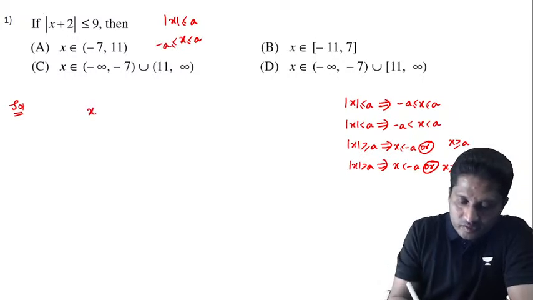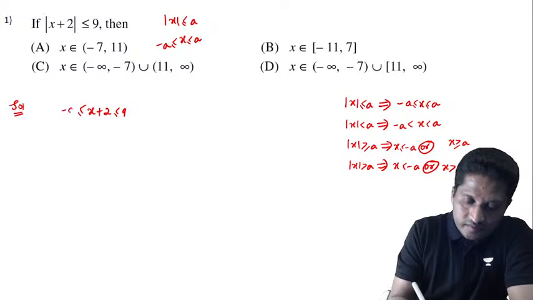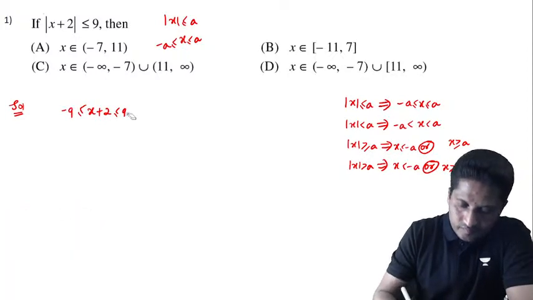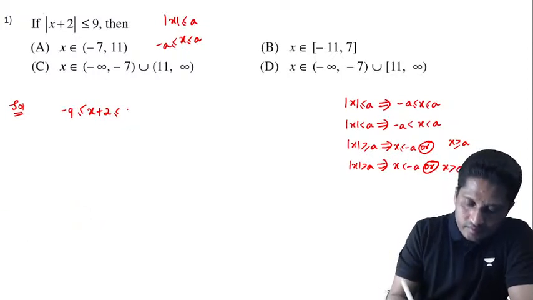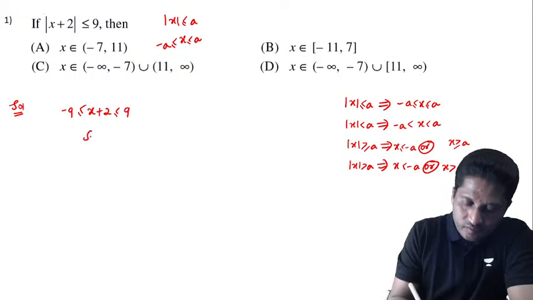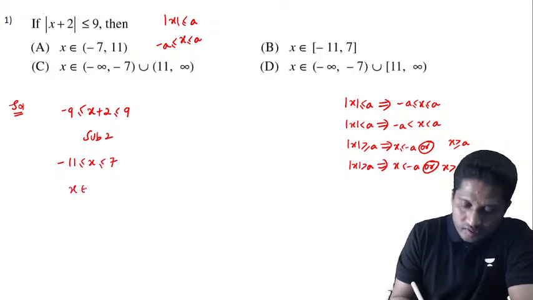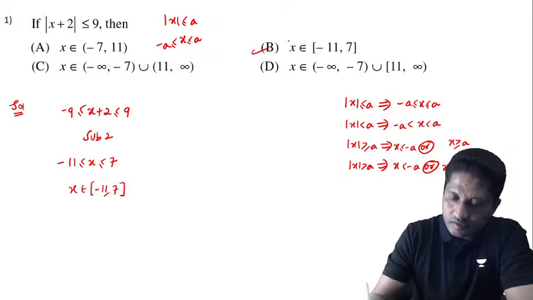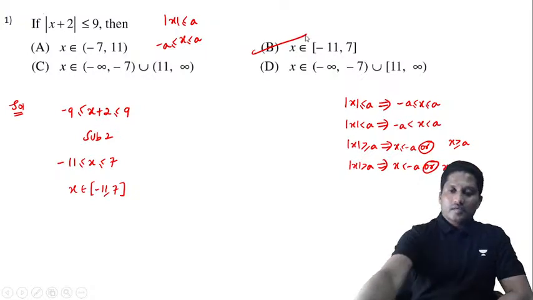So this is x plus 2 less than or equal to 9 and greater than or equal to minus 9. Right, now if I subtract 2, minus 9 minus 2 is minus 11 less than or equal to x less than or equal to plus 7. So x belongs to close interval minus 11 and 7. Okay, answer is option B. Let's move to the next question.